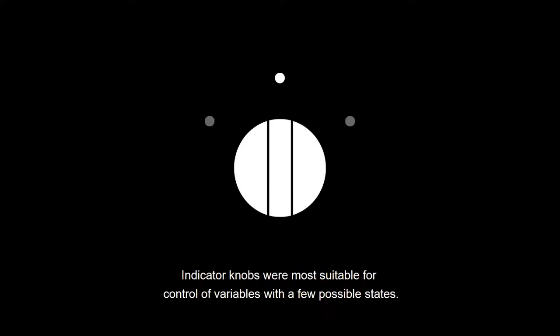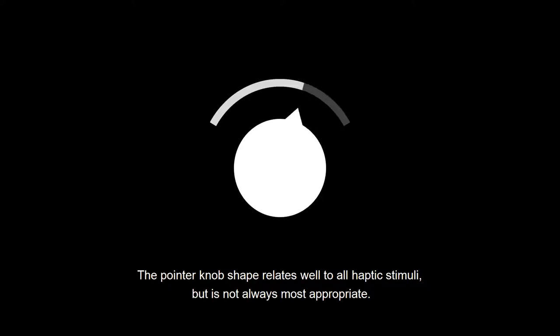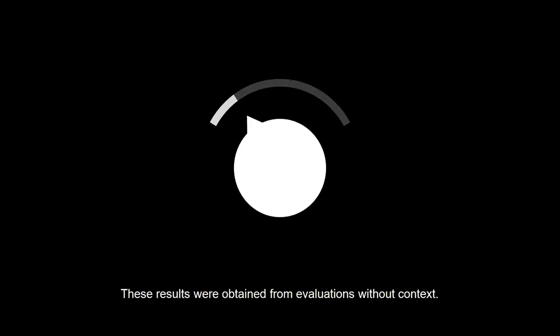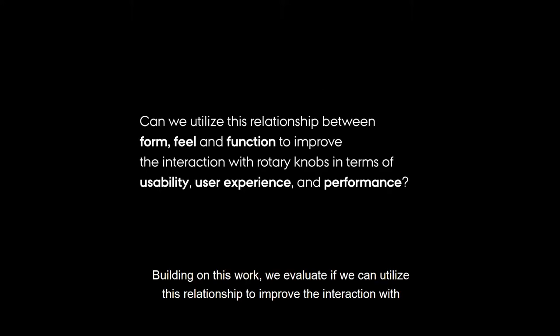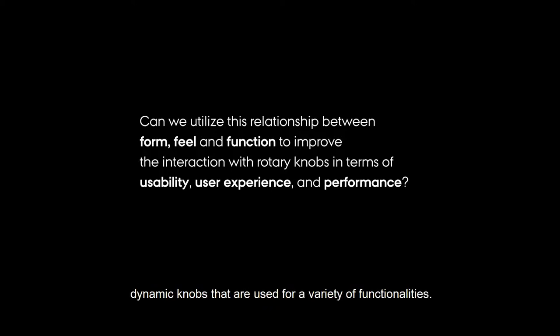Indicator knobs were most suitable for control of variables with a few possible states. The pointer knob shape relates well to all haptic stimuli, but is not always the most appropriate. These results were obtained from evaluations without context. Building on this work, we evaluate if we can utilize this relationship to improve the interaction with dynamic knobs that are used for a variety of functionalities.